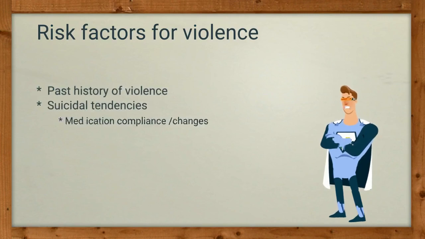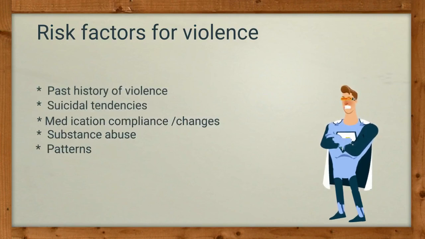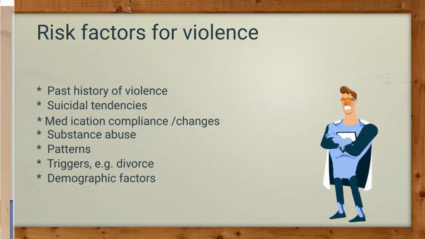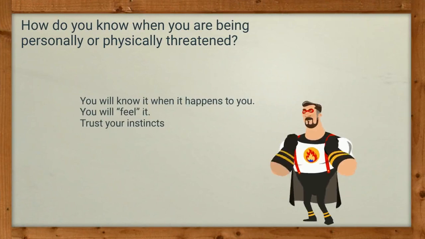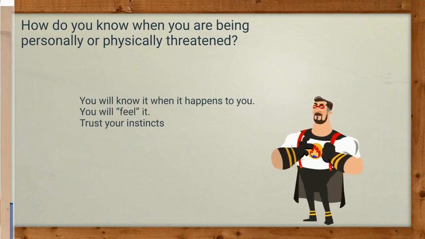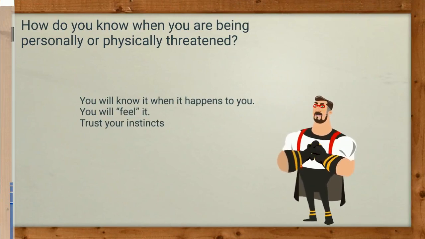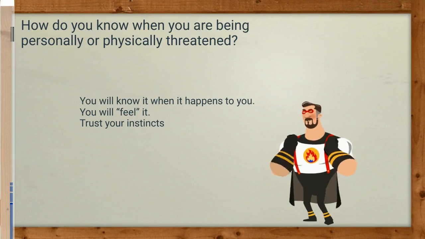Risk factors for violence: past history of violence, suicidal tendencies, medication compliance or changes, substance abuse, patterns, triggers such as divorce, and demographic factors. How do you know when you are being personally or physically threatened? You will know it when it happens to you. You will feel it and trust your instincts.